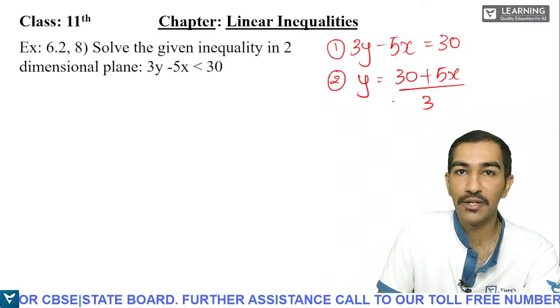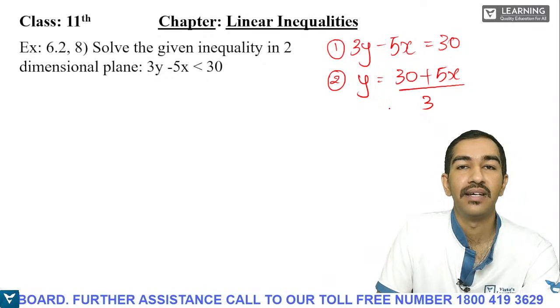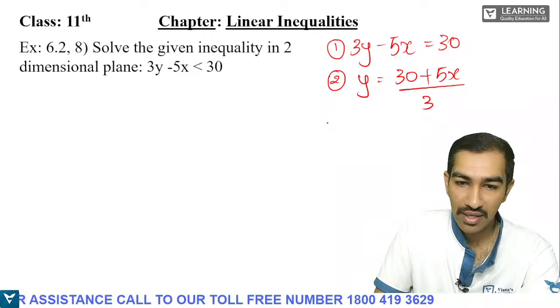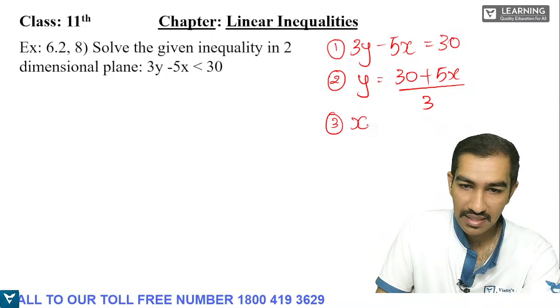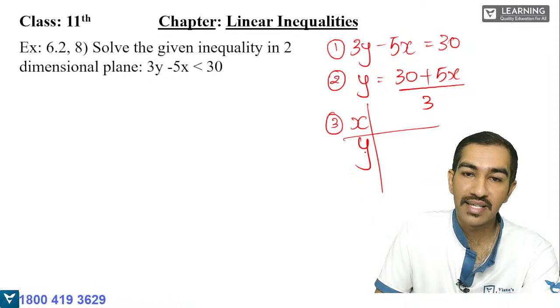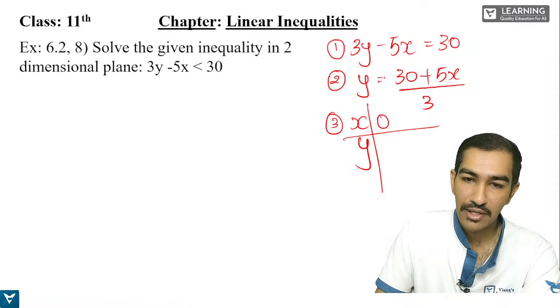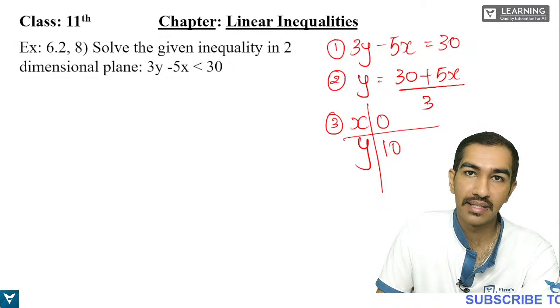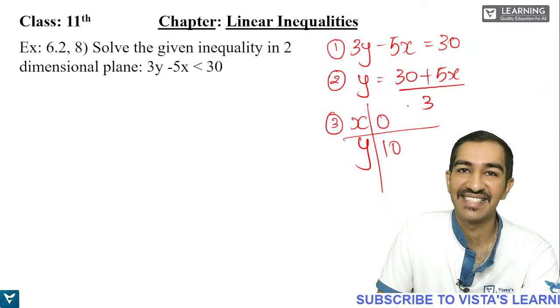So once we get the value of y, what do we have to do in the next step? We have to draw a table here, students. So the table is written like this, x, y. Initially put the value of x as 0. What is the value of y then? 10. Correct? If x becomes 0, 30 divided by 3, 3 tens are 30.